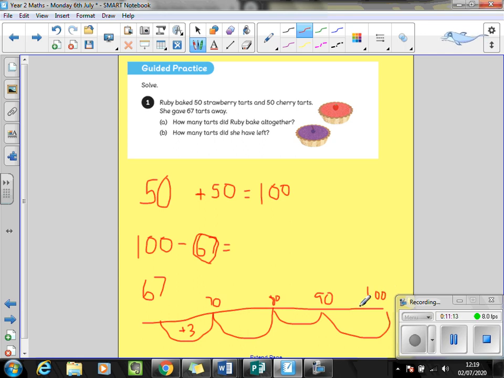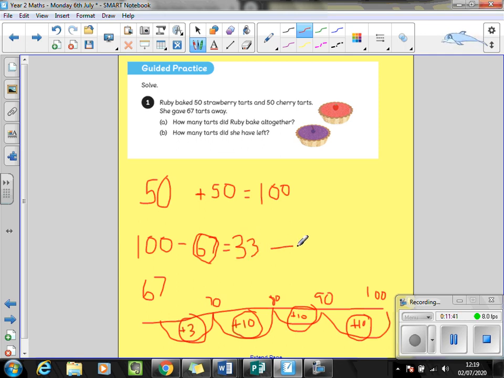Sorry about my writing, Year 2, it's a bit tricky doing it on your laptop. So I have counted on from 67 to 100, and I can see by looking at the amount of jumps I've done, I have done 10, 20, 30, and 3 more. So the answer would be 33.